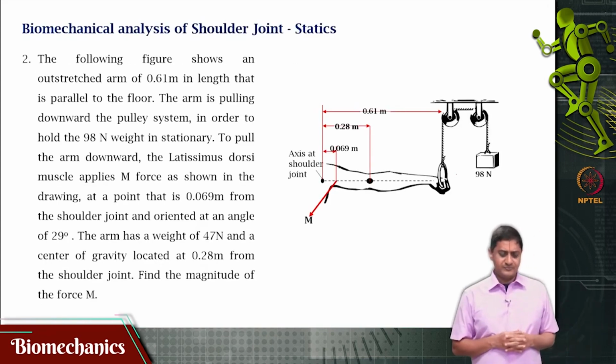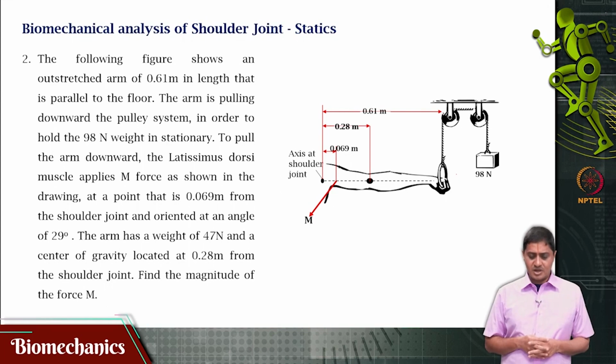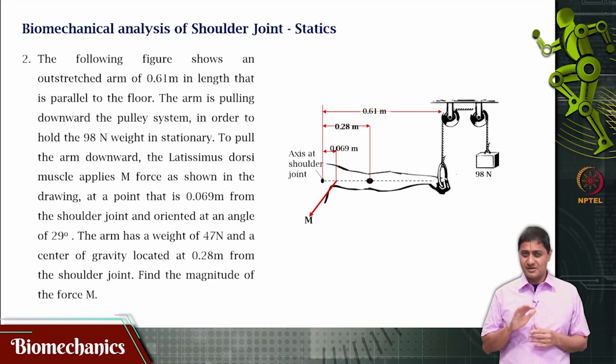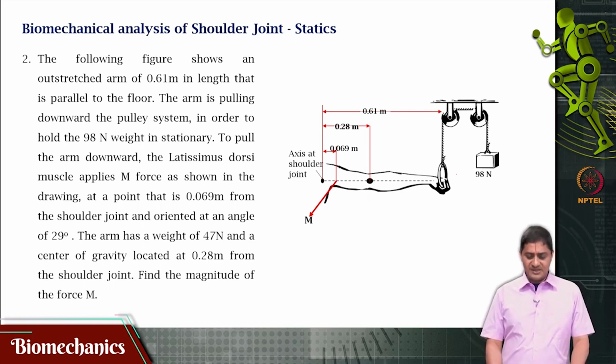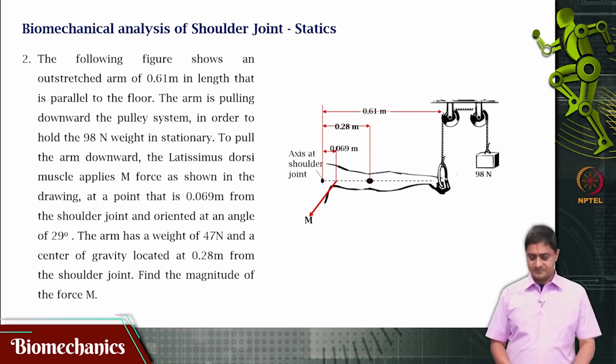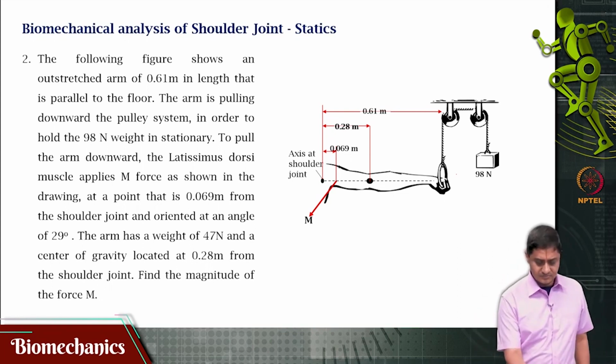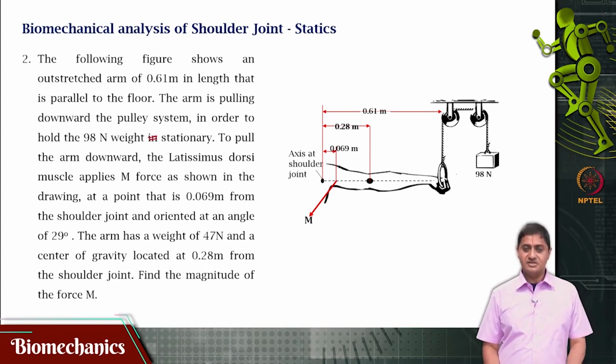Here is the problem. The figure shows an outstretched arm of length 0.61 meters. So, the total length is 0.61 meters, that is parallel to the floor, that is horizontal. The arm is pulling downward on the pulley system in order to hold the 98 Newton weight in stationary position. It is pulling this down.